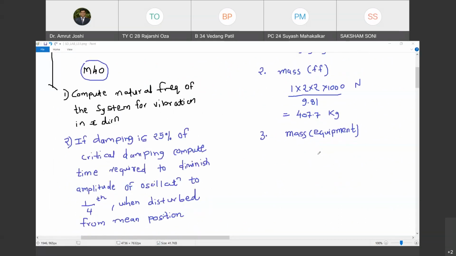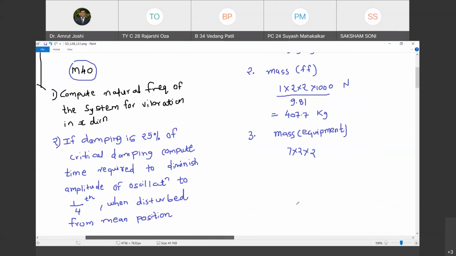So mass corresponding to equipment will be 7 multiplied by 2 multiplied by 2. This is the area of slab, 2 into 2. 7 is the intensity in kilonewton per meter square. So I have to multiply this by 1000 and divide it by 9.81 to get the mass. So it is going to be 28,000 divided by 9.81. Let me know if I am correct. It is 2854 kg.